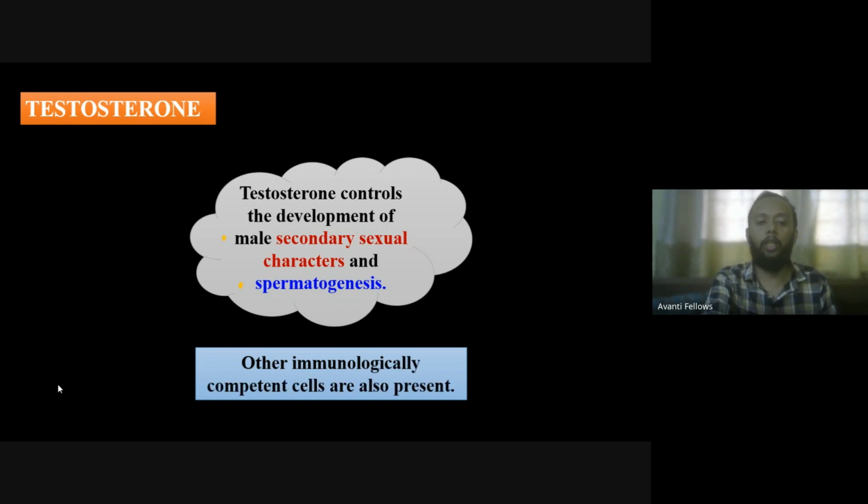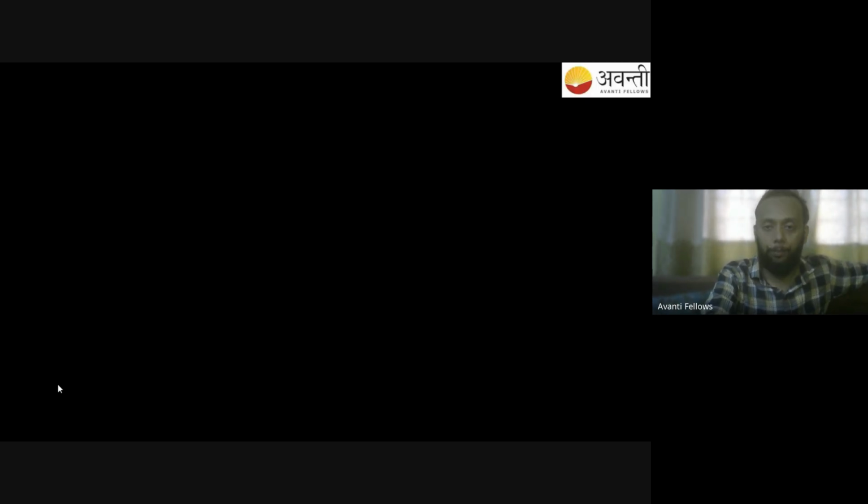And other immunologically competent cells are also present. So within the testes, you also have some immunologically competent cells. We'll have a look at them later, but अभी उनको देखने की समझने की आपको ज़्यादा जरूरत नहीं है. You can also find them in the testes. So testes के internal structure में आपको इतनी बातें याद रखनी हैं. These are the things which you have to remember in terms of the testes and its internal structure, right?